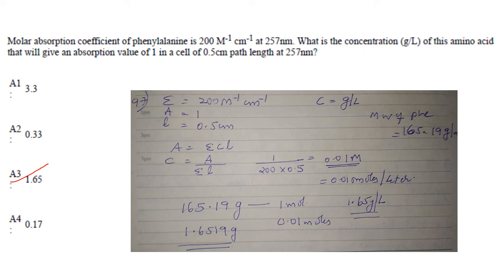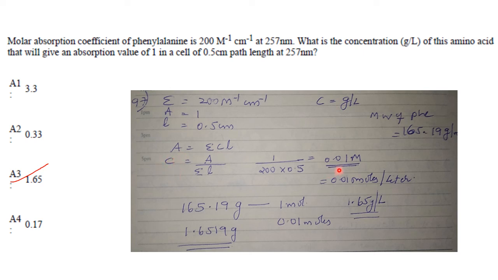Molar absorption coefficient of phenylalanine is 200 per molar per centimeter at 257 nanometers. What is the concentration, that is in grams per liter, of this amino acid that will have an absorption value of 1 in a cell of 0.5 centimeter path length at 257 nanometers? So they have given the molar absorption coefficient of phenylalanine. They have given the absorption value as 1. The path length is 0.5 centimeter. So you know the formula, A is equal to epsilon C l, and from there you can calculate C.